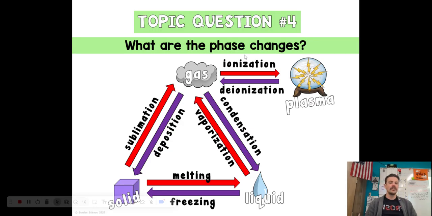Your coloring should end up looking similar to this. You should have blue for freezing, deposition, condensation, and deionization. And for red, it should be sublimation, melting, vaporization, and ionization.